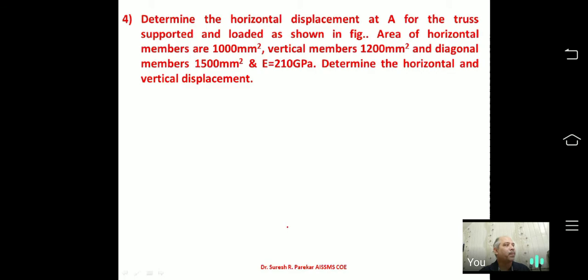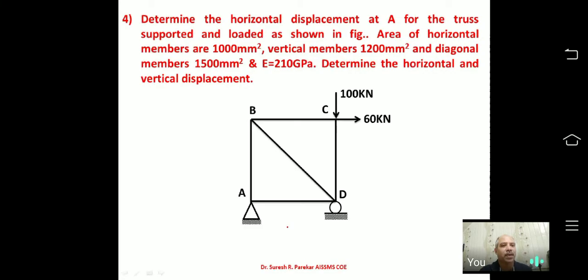Now we will go to the last problem, where we are going to find both the horizontal displacement and the vertical displacement. Forces in members are given: horizontal 1000, vertical 1200, diagonal 1500. E is 210 GPa, and we are interested in determining the horizontal and vertical displacement. We are with this problem.